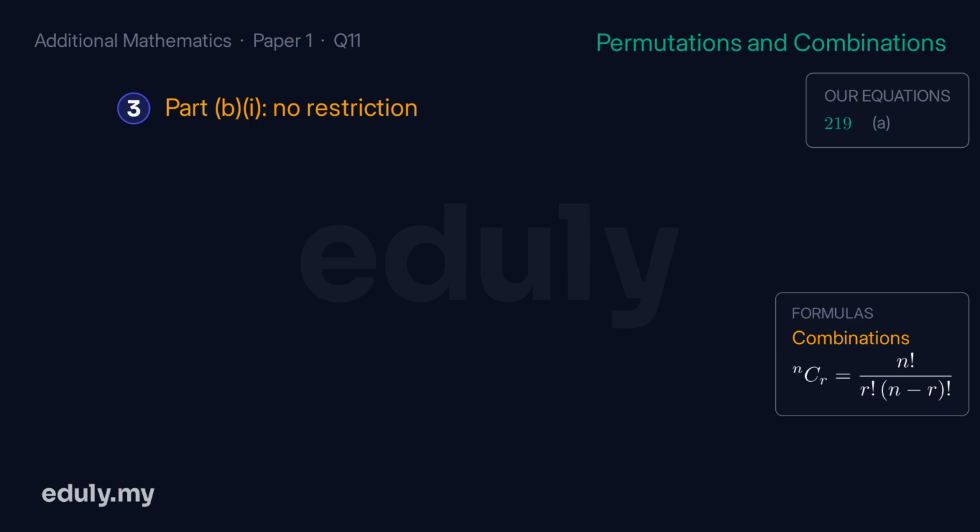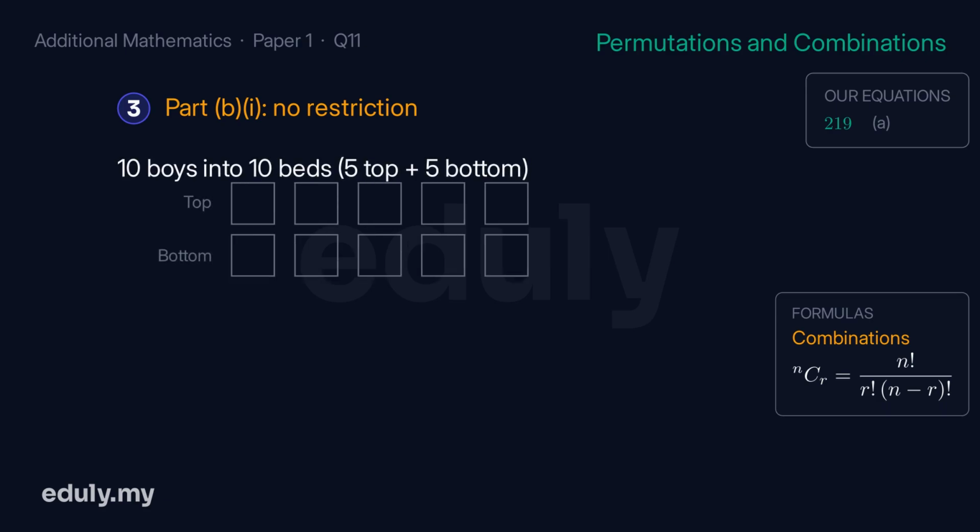Section 3. Part B, Question 1 with no restriction at all. There are 10 boys and 10 beds, 5 on top and 5 on the bottom. Pick any one for the first bed, 10 choices. Then 9 boys are left for the next bed, then 8, and so on, right down to the last bed with just 1 boy left.